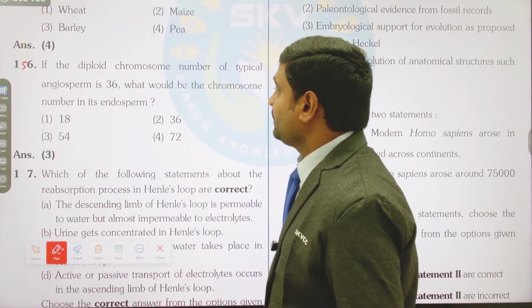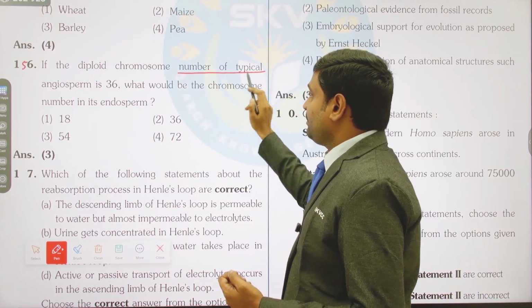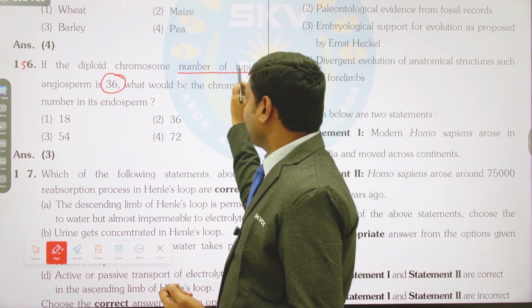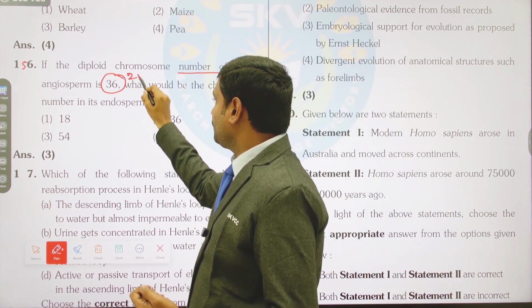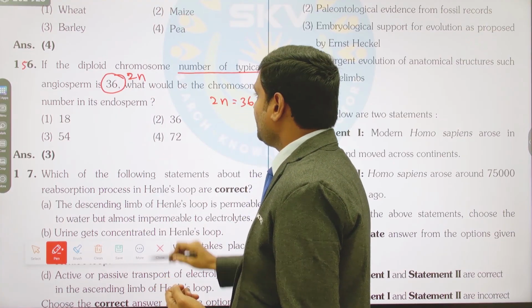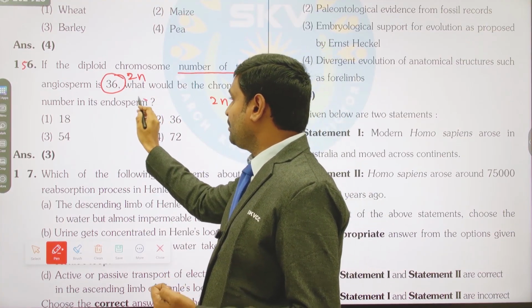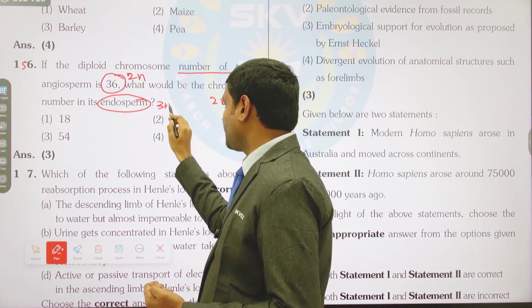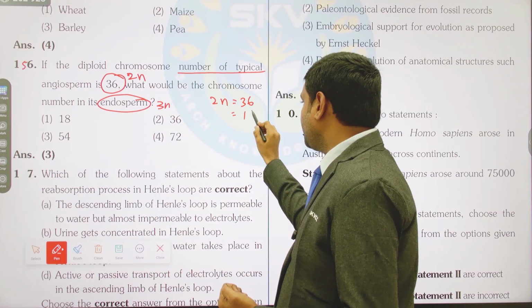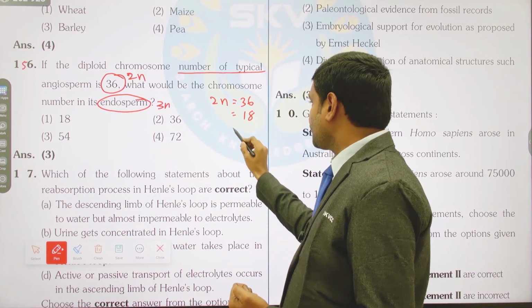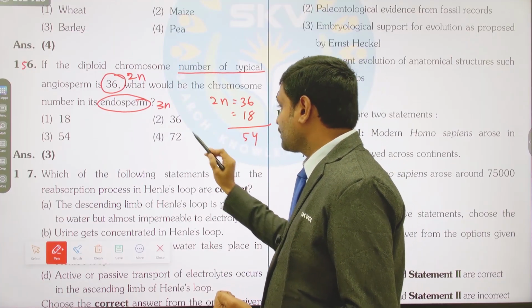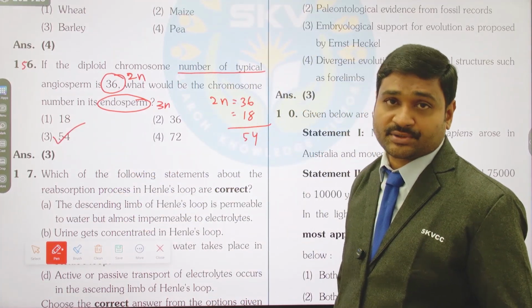Next, if the diploid chromosome number of a typical angiosperm is 36, that means 2n equals 36, what would be the chromosome number in its endosperm? Endosperm is always triploid. So you can add 18, because the haploid number is 18. So 36 plus 18 equals 54. So option number 3 is the correct option.